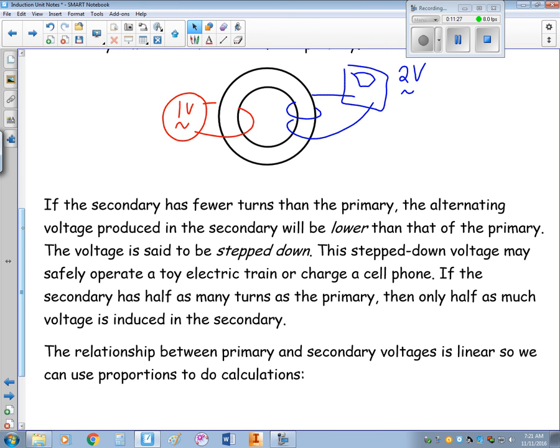If the secondary has fewer turns than the primary, the alternating voltage produced in the secondary will be lower. So if I had 2 turns on the primary, 1 turn on the secondary, I would go from maybe 2 volts down to 1 volt. We call that stepping down. And we do that so that we can safely operate maybe an electric toy train, or charge a cell phone. The wall outlets are 110 volts. Your cell phone charger needs 5. So that big bulky thing that you plug into the wall is a transformer stepping down that 110 volts to a safer voltage to charge your cell phone.